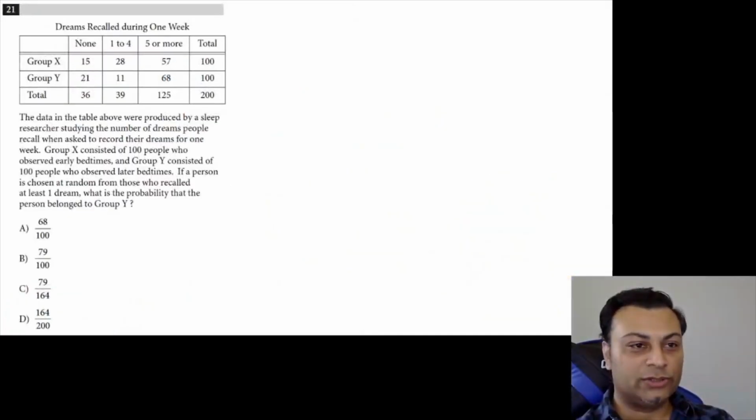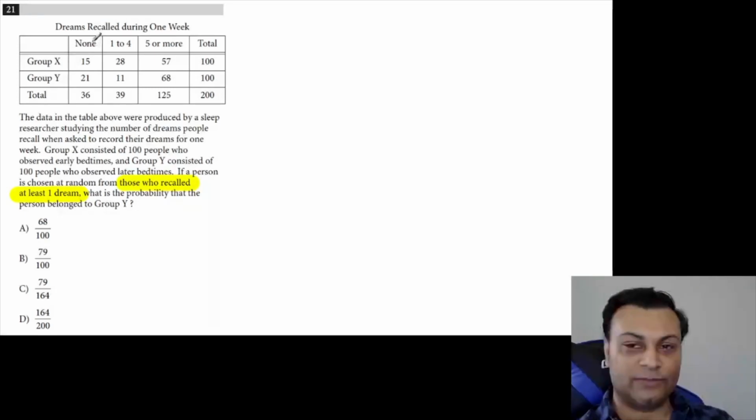Moving on to question 21. The data in the table above were produced by a sleep researcher studying the number of dreams people recall when asked to record their dreams for 1 week. Group X consisted of 100 people, you can see that, who observed early bedtimes. Group Y consisted of 100 people who observed later bedtimes. 100 per group. If a person is chosen at random from those who recalled at least one dream, what is the probability that that person belonged to group Y? Okay, we need to figure out those who recalled at least one dream. How many people recalled at least one dream? Well, let's see.